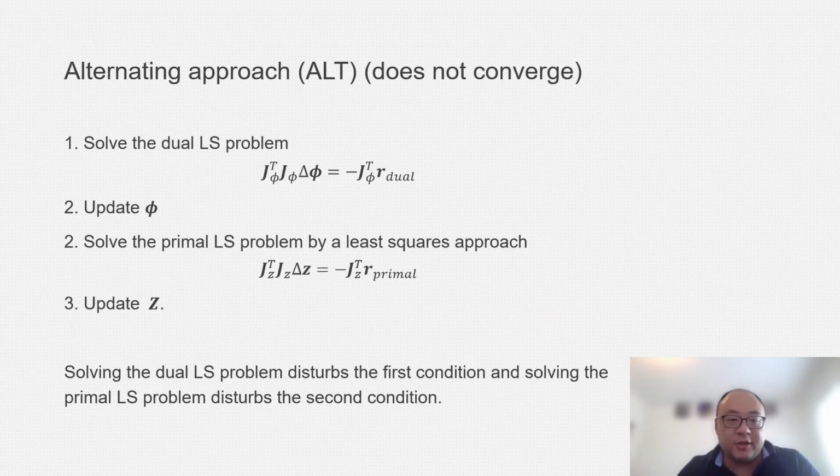The alternating approach is a simple strategy that alternately solves the primal and dual LS problems. Although you can quickly obtain a rough solution using this approach, the method does not converge in an accurate sense, as solving one condition breaks the other.